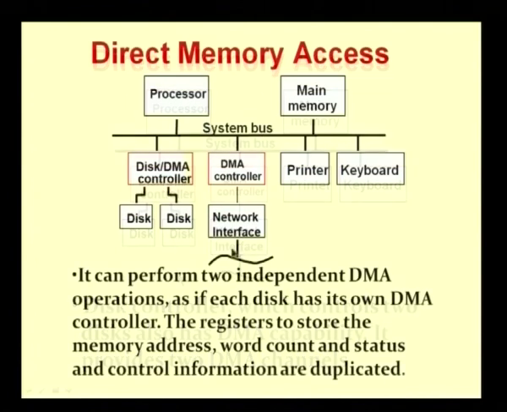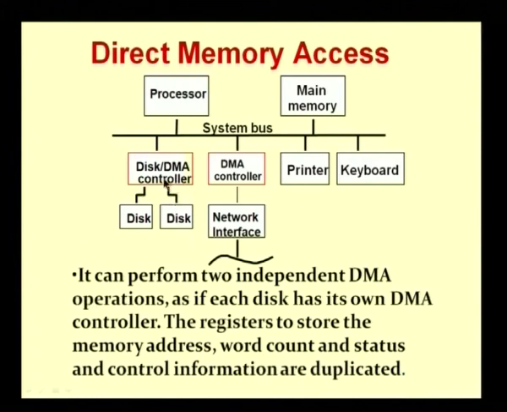So, when I say that there are 2 different DMA channels, it means that the parameters that we require, that is the registers to store the memory address, word count and other status and control information for each channel, are duplicated. Which means inside this controller I will not have just one set of registers for the starting address, word count and so on, but I will have 2 sets of registers. One set of registers for one particular channel and another set for another channel.